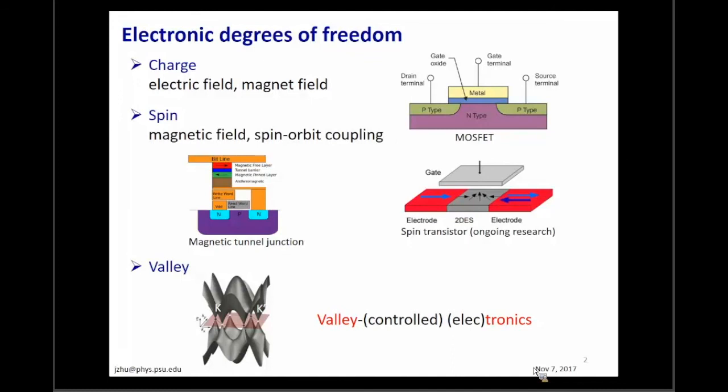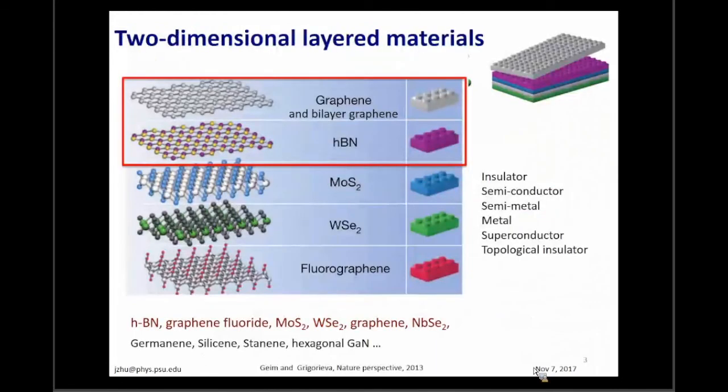So can we use other degrees of freedom? In particular, can we use this new degree of freedom that is ubiquitous in hexagonal two-dimensional materials called valley? Can we make something that is valley controlled, therefore valleytronics? So that's what we're going to do today.